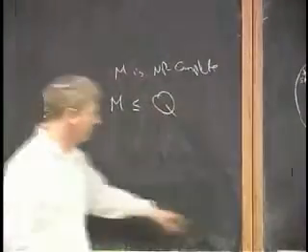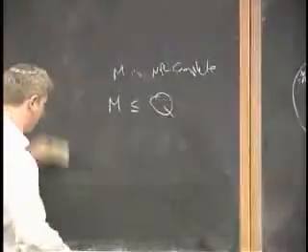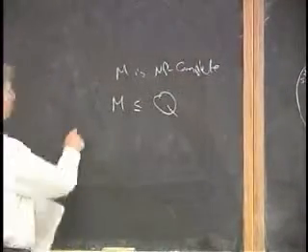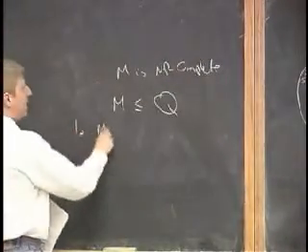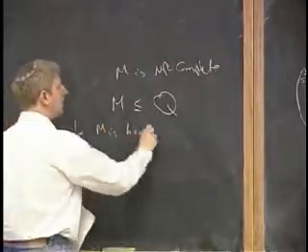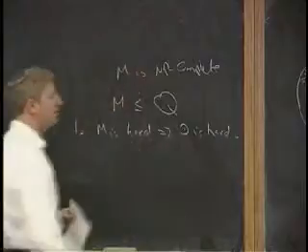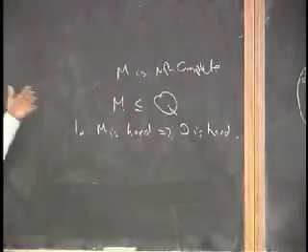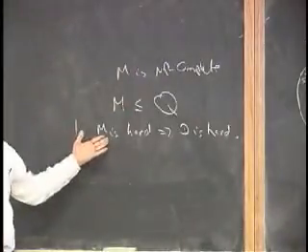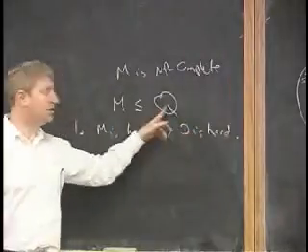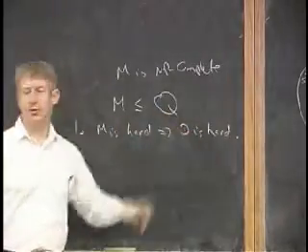Okay? If M reduces to Q, I'm going to write this down. These are the two things, the two ways you use reduction. Way number one, M is hard implies Q is hard. That's how we typically use it at this point in the course. We take things that we know are hard, that we know are NP-complete, and we reduce them to other things, and that implies that those other things are also hard.